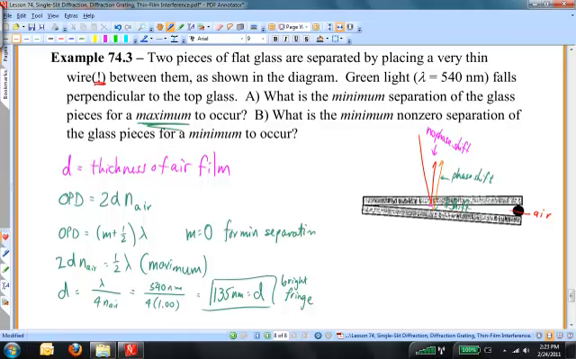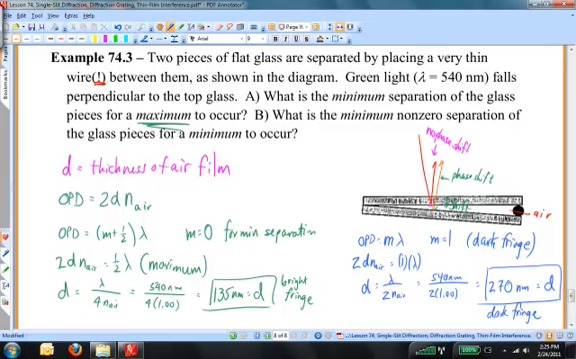Now, what about a dark fringe, a minimum? Well, I must have that my optical path difference is equal to some integer number times lambda. And if I want the minimum non-zero separation, then I'm going to say m is equal to 1 for a dark fringe. So let me put in the numbers, and let's solve that equation for D and substitute numbers. I find that the film thickness has to be 270 nanometers if I'm going to get a dark fringe.